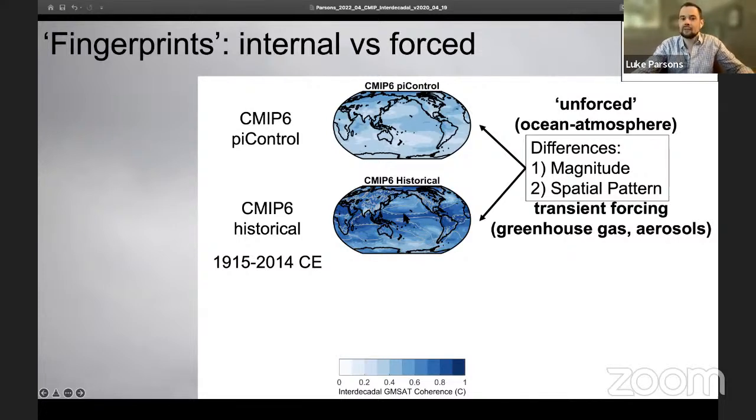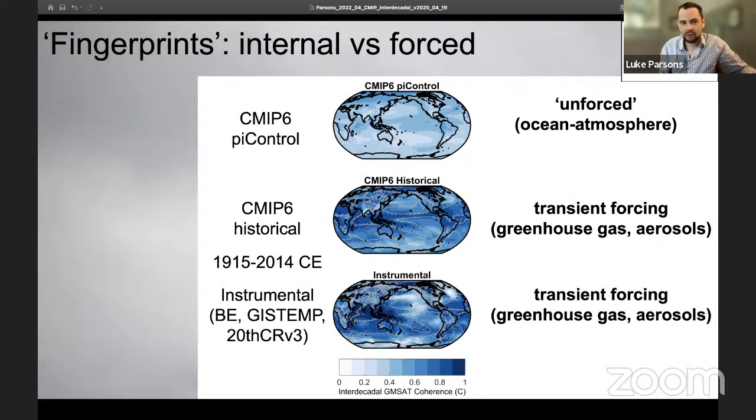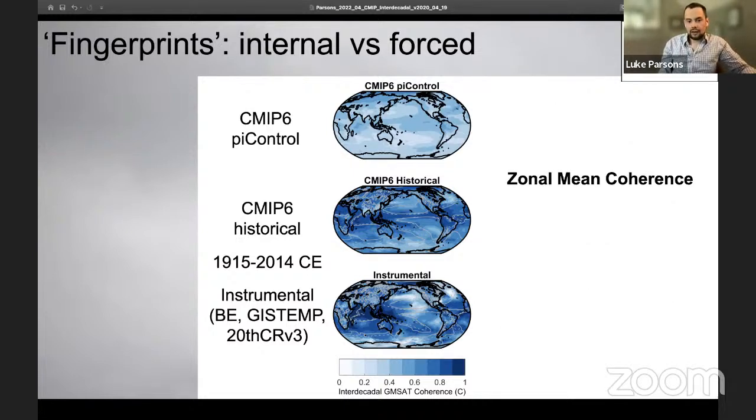So the next thing I said, well, we have a few instrumental data sets that are mostly global: the 20th Century Reanalysis, the Berkeley Earth surface temperature, and the NASA GISTEMP data. So if I run an analysis that's pretty similar over the globe for the instrumental data, do we get a relatively similar pattern as the historical runs from these climate models? And so, yeah, the answer is basically yes, we get a relatively similar pattern, but let's look at this a little more in terms of the zonal mean coherence.